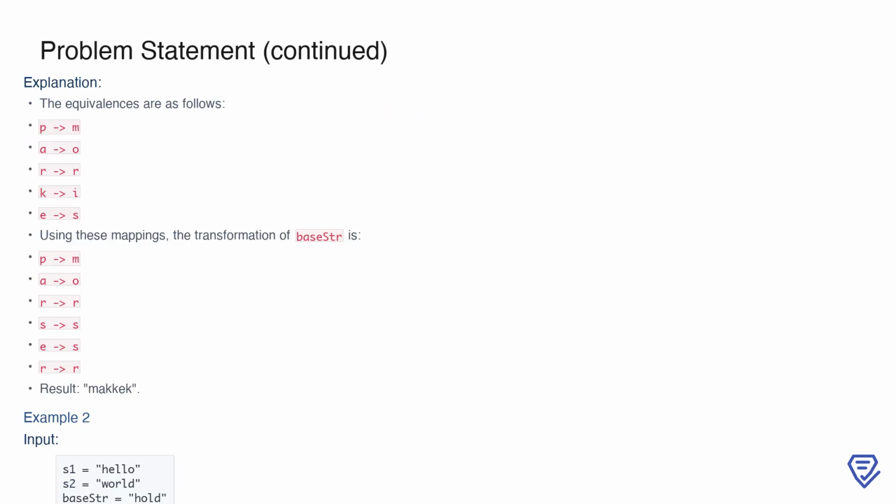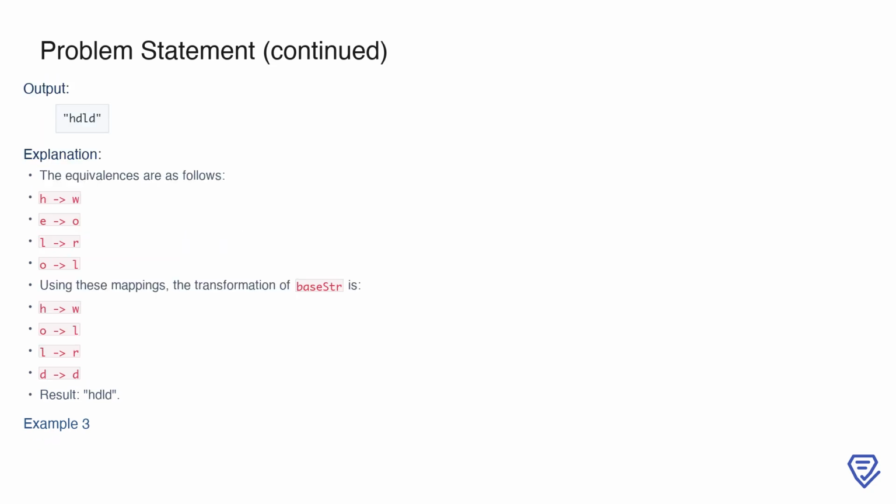In this example, the equivalences derived from S1 and S2 are P maps to M, M maps to O, R maps to itself, K maps to I, and E maps to S. Using these mappings, we now transform each character in baseStr. The character P becomes M, A becomes O, R remains R, S remains S, E becomes S, and R remains R. Combining these, the transformed string is the output. This demonstrates how the smallest equivalent character is chosen for each position. Let's move on to another example.